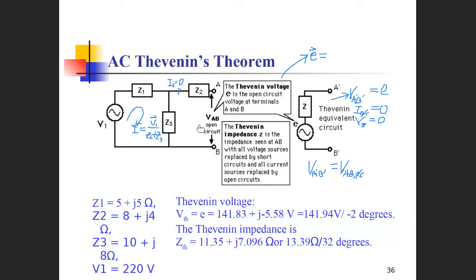Okay, when AB is open, the current going through Z2 is 0, and the current in the loop I is V1 over Z1 plus Z2. Therefore, the voltage V AB is this current times Z3, right, which is V3.